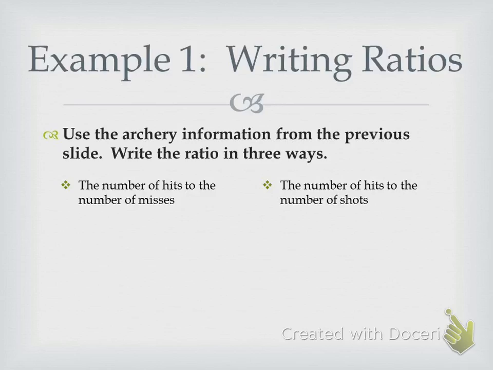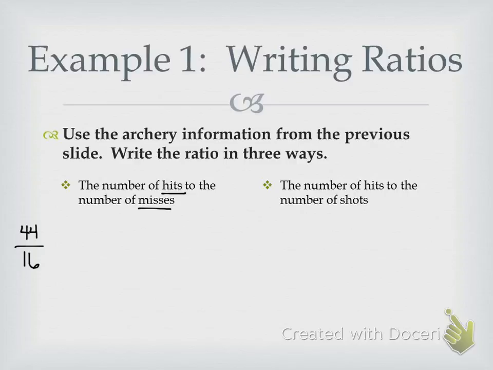All right, so let's go back to our archery example. We're going to use that information to write a ratio in three ways. It says, write the number of hits to the number of misses. Well, here, order is important. Hits needs to come first, and misses needs to come second. So the archer had 44 hits, and he had 16 misses. 44 hits and 16 misses.